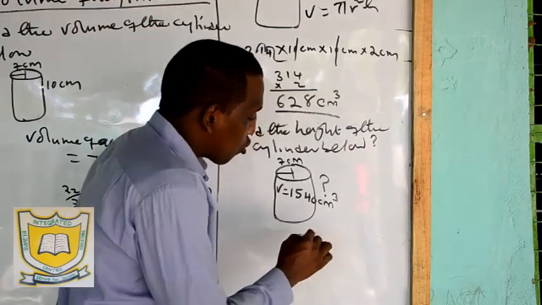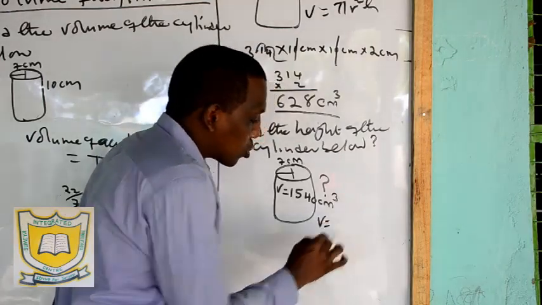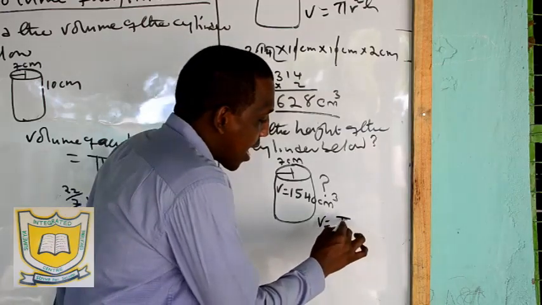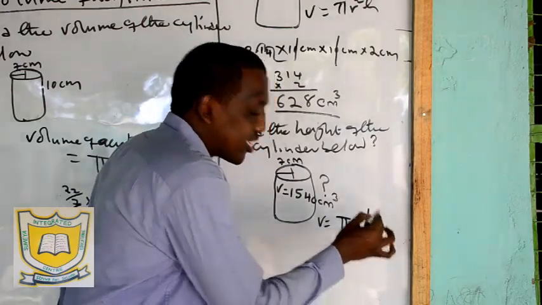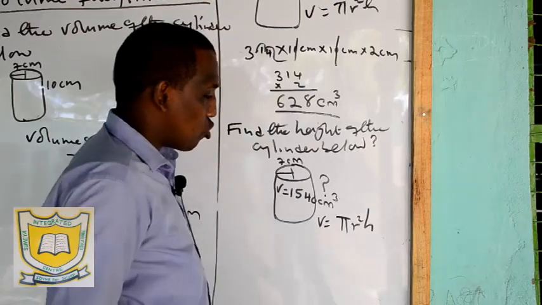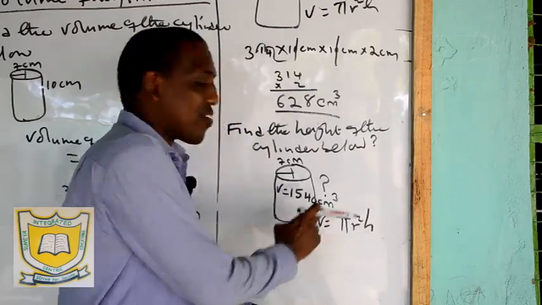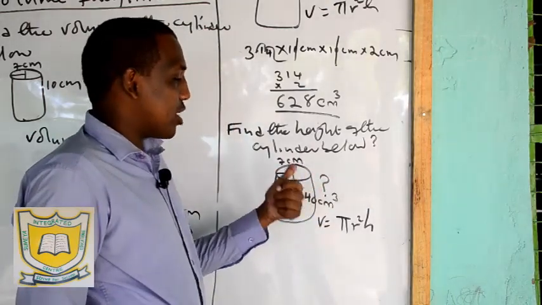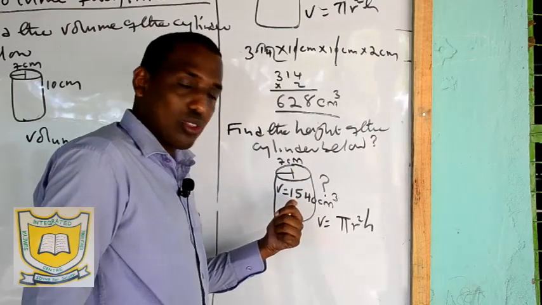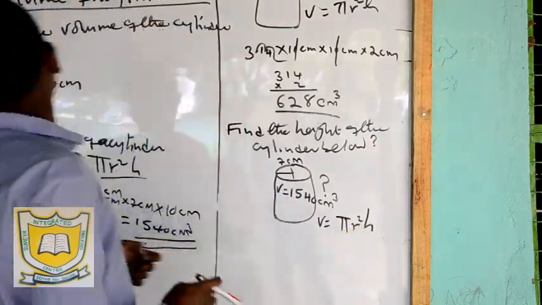We said the formula for volume is equal to πr²h. That is the formula for getting volume. So we use our formula to find the height. Now they are asking for the height. You are given the radius and you are given the total volume. Let us find the height now.